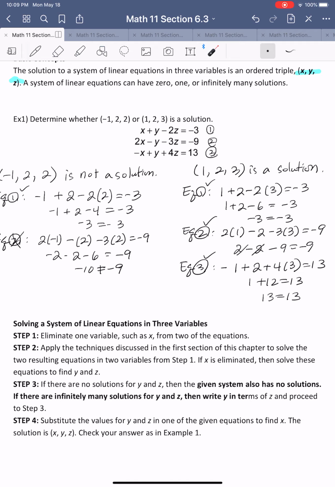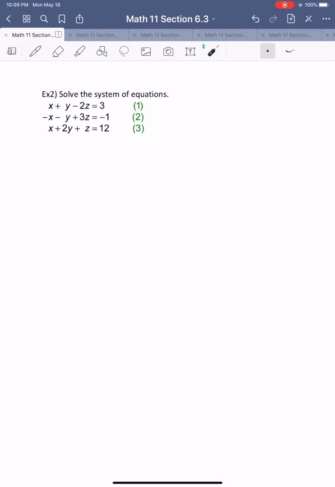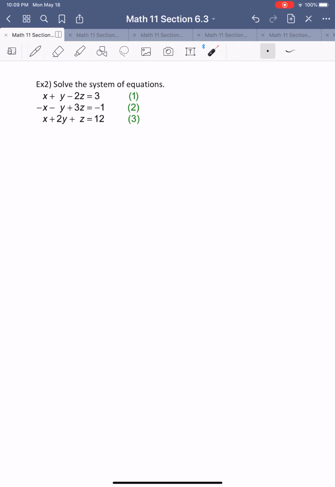Alright, let's go to the first page and the next page to solve the system. Okay, so I labeled each equation as number 1, 2, and 3. What I want to do is eliminate the x. So what I do is add equation 1 and 2 together.